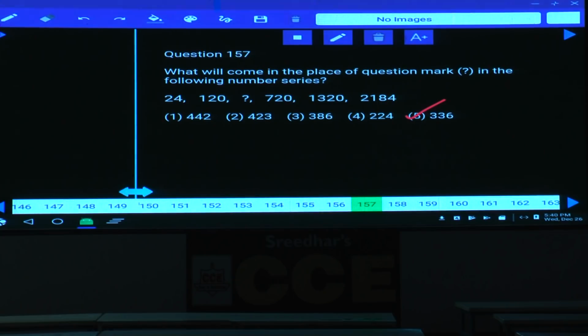Hence, earlier we had discussed about the table. All these numbers will be there in the table. Then 158. Yes, question number 158, please.